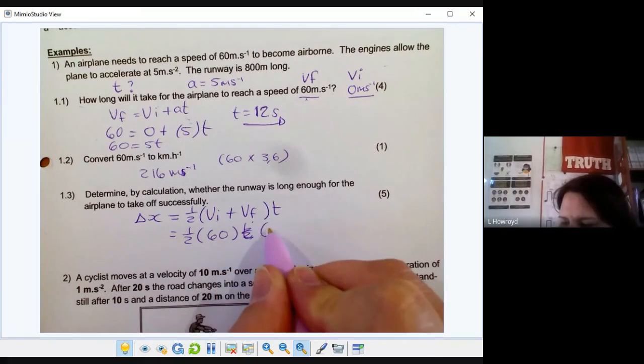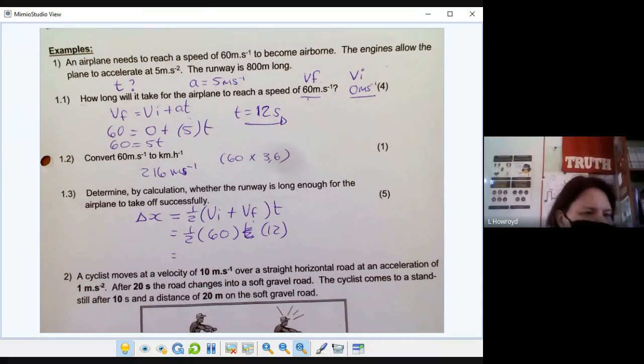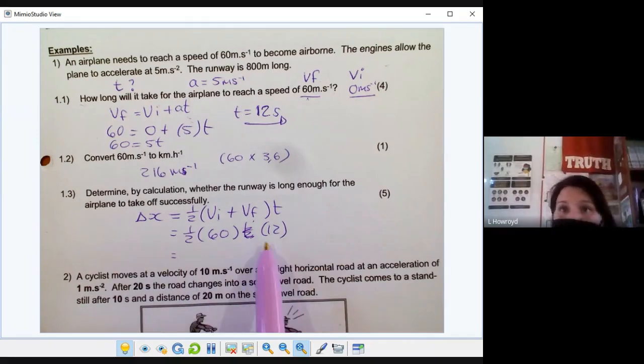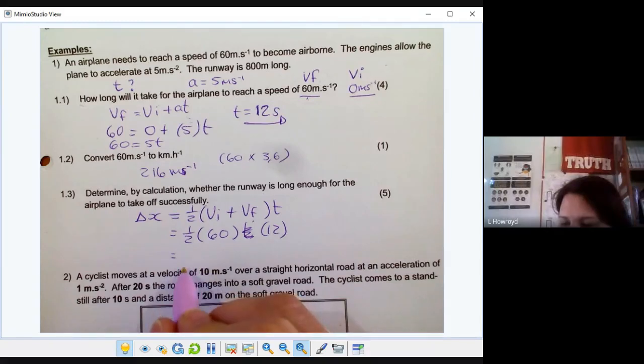Sorry, and our time was 12 seconds. Now, girls, I really don't need to see steps. Please don't give me steps. I don't like steps. It's one of my pet peeves, because in science at least, that's when things get messed up. So if you can put something one shot in your calculator, do it. So this will be 30 times 12. You can put the half times the 60 times the 12, and just give me an answer. 360.